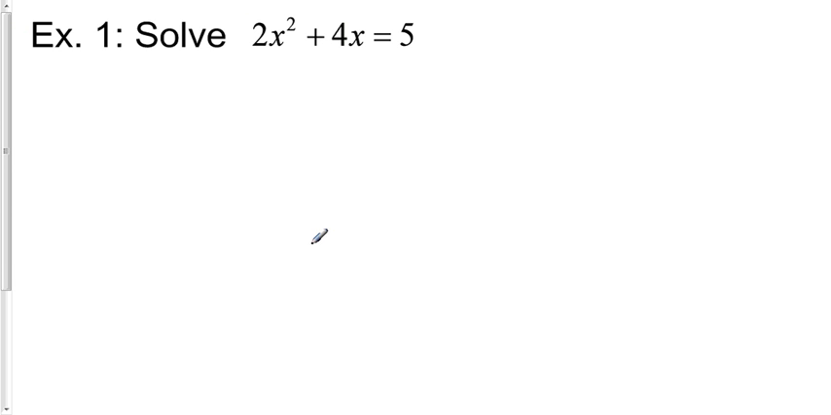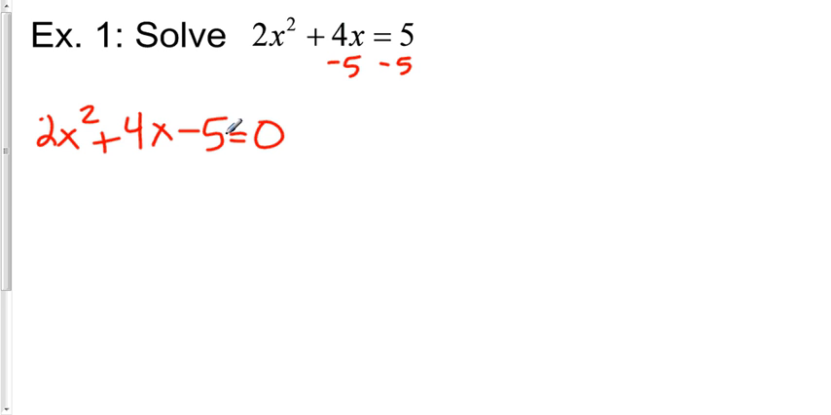Here's an example. We're going to solve 2x squared plus 4x equals 5. The first thing I notice is that it's not set equal to 0, so I'm going to subtract 5 on each side and rewrite this in standard form. So my equation becomes 2x squared plus 4x minus 5 equals 0. Now you can label a, b, and c because you need to use a, b, and c in the formula. So a in this case is positive 2, b is positive 4, and c is negative 5.